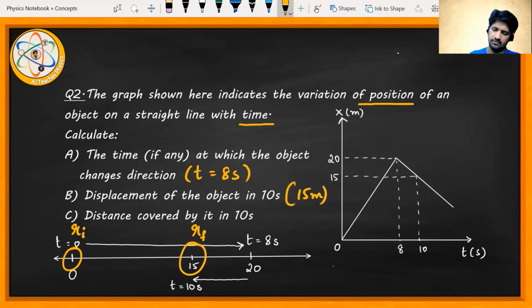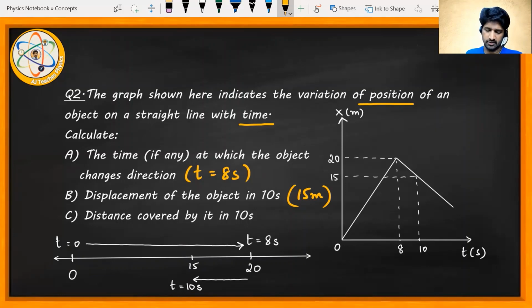And why is it plus 15? Now, displacement can be indicated by an arrow drawn from the initial position to the final position. If you draw such an arrow, it clearly is directed towards the positive side. That is why we got a positive displacement of 15 meters.